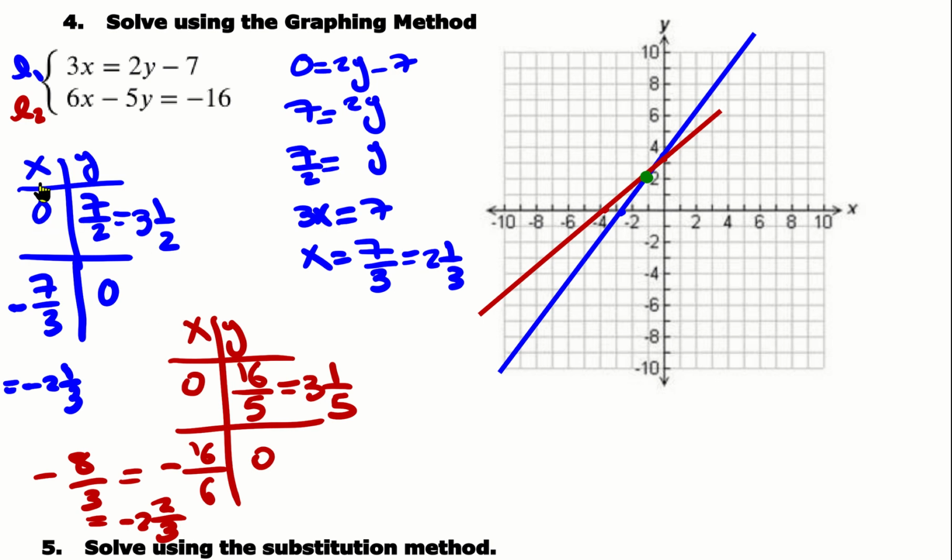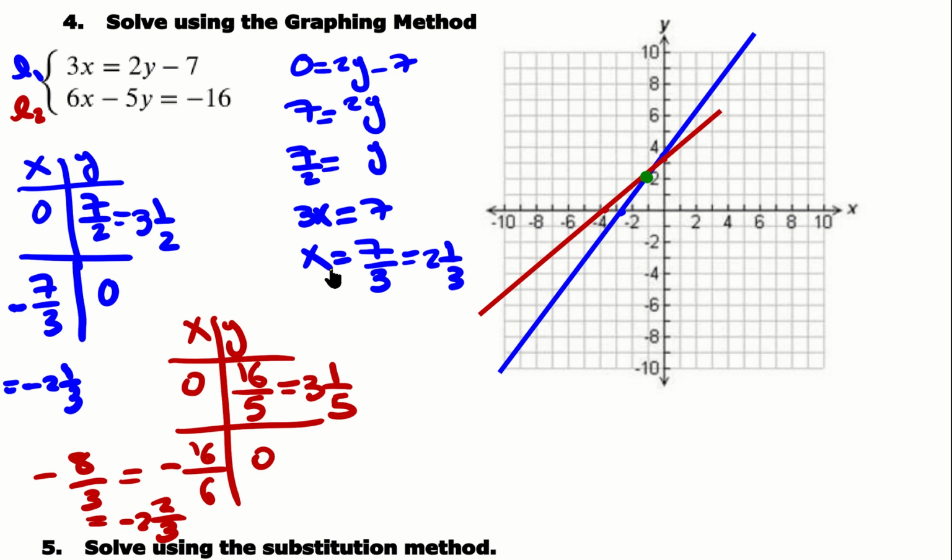So for the first table, we're going to go 0, 3.5. So 0, 1, 2, 3.5. It's a point around right there. And negative 2 1/3, 0. So negative 2 1/3, 0 will be around there. Then we draw our line right there.